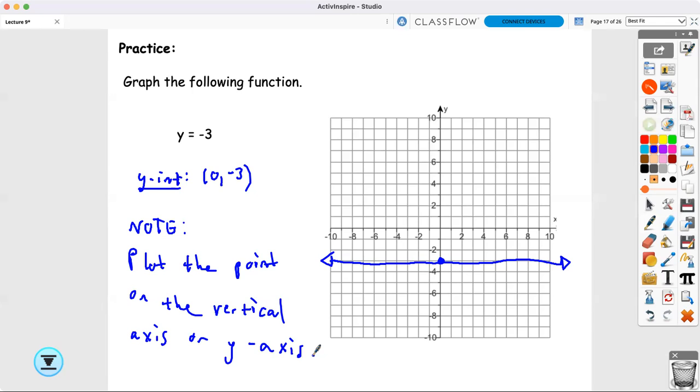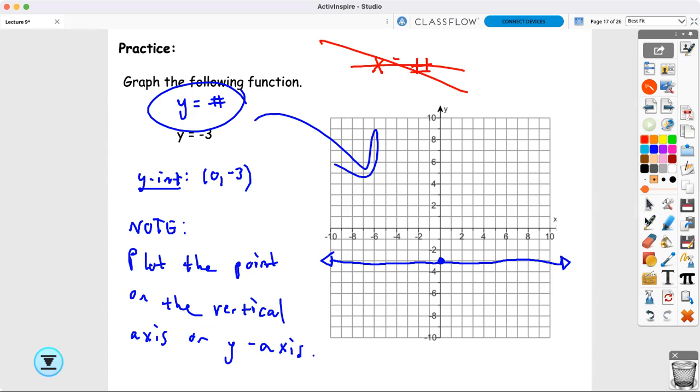So these are always going to be horizontal lines? Always, yes. And the way you know is, you plot the point on the vertical axis, and this is only for when we get y equals a number. That's the only time we get horizontal lines, if it's y equals a number. If you ever get x equals a number, that produces a different line that we'll cover later on, okay? So if you want to include that in your note, y equals a number is always a horizontal line.